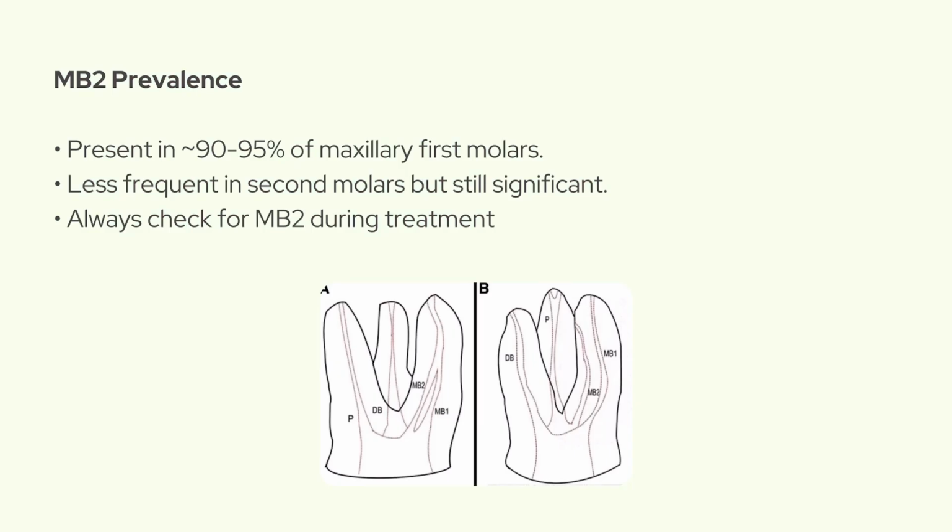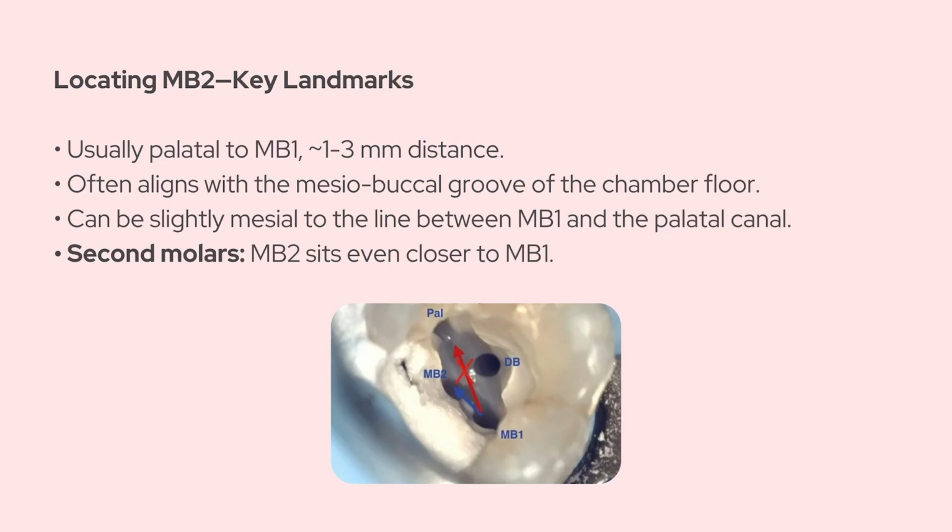So, how common is MB2 in maxillary molars? Well, in maxillary first molars, it's present in about 90 to 95% of cases. In second molars, it's less common, but still significant enough that you should be vigilant every time you treat these teeth. Let's talk about the actual location of MB2 and some of the anatomy you need to keep in mind.